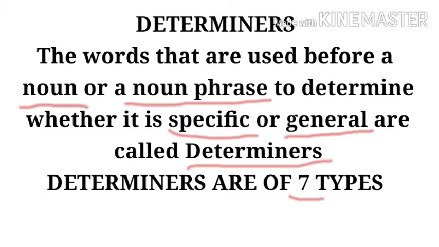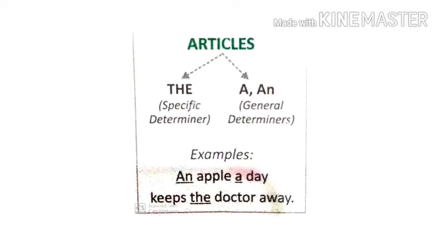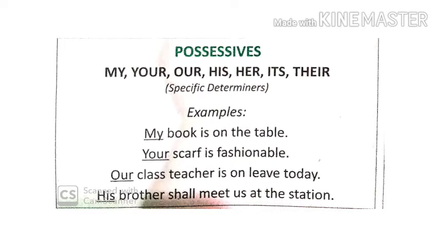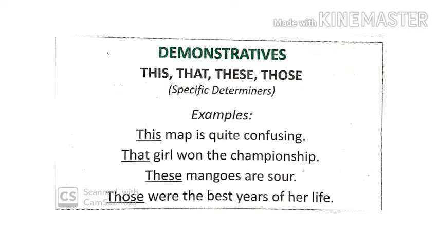Students, there are 7 kinds of determiners: articles, a and the. Then next we have possessives: my, your, our, his, her. When you talk about possessions, my book, your scarf, these are possessives. Then demonstratives: this, that, these, those. This map is quite confusing. That girl won the championship, so you're demonstrating over here.